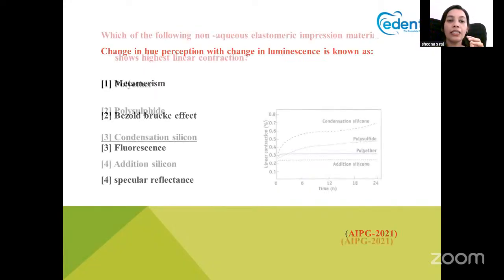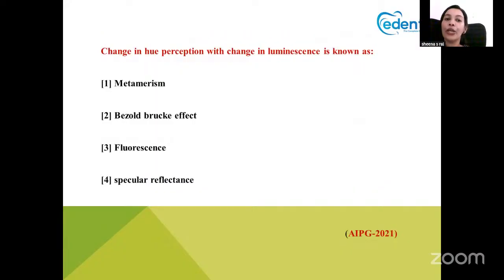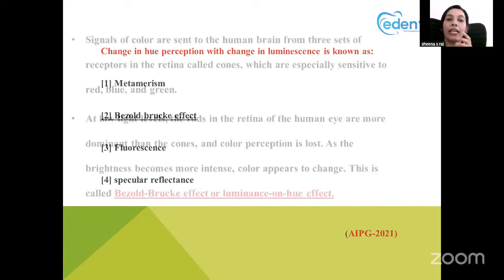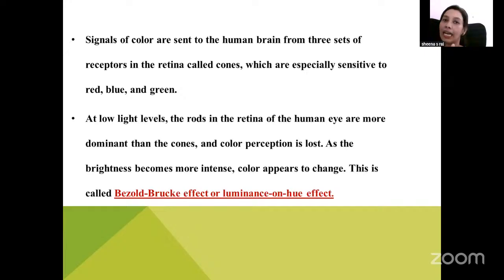So next important question, change in hue perception with change in luminance is known as. Before answering this question, again, you need to know the theory part. So what happens when we see a light? There are three sets of receptors in our retina called cones. We know that our cones are sensitive to red, blue, and green. The signals from the cones in our retina are sent to the brain.